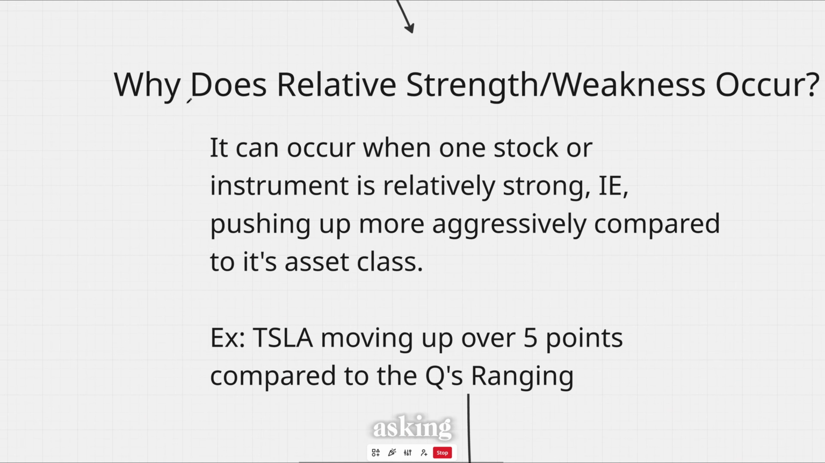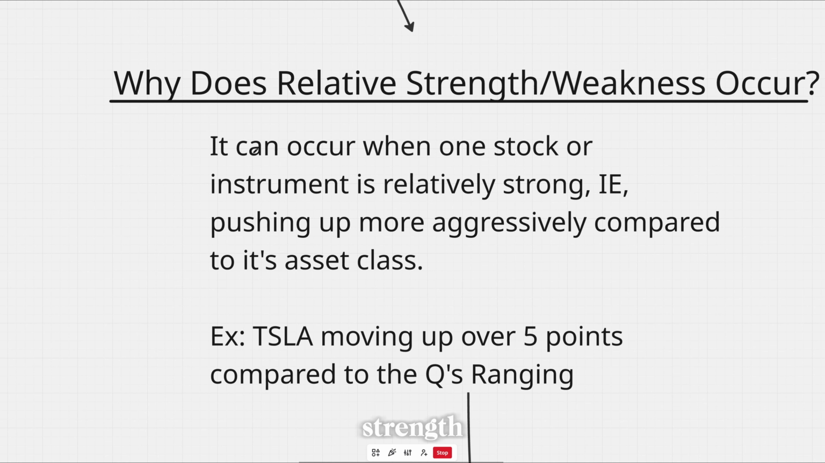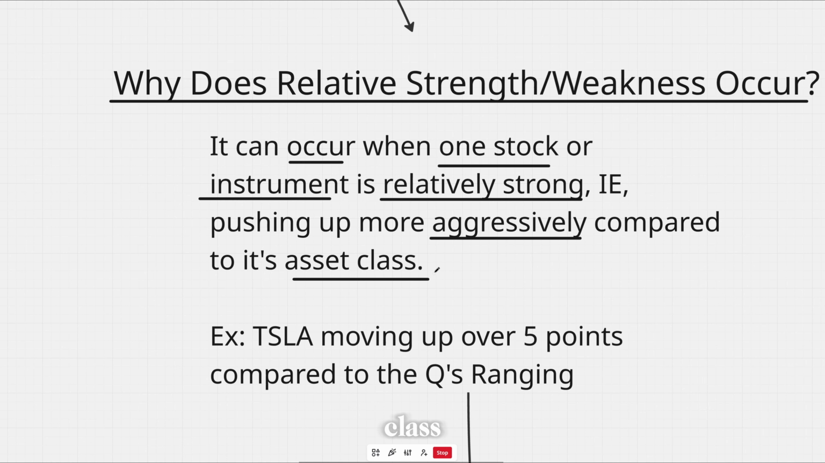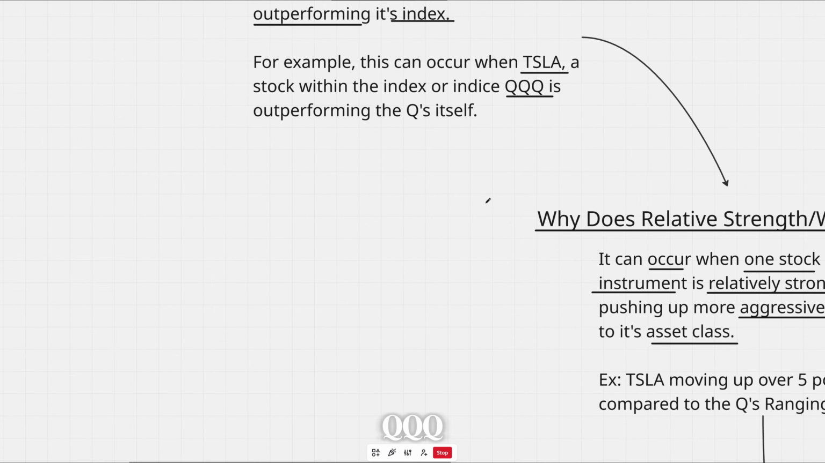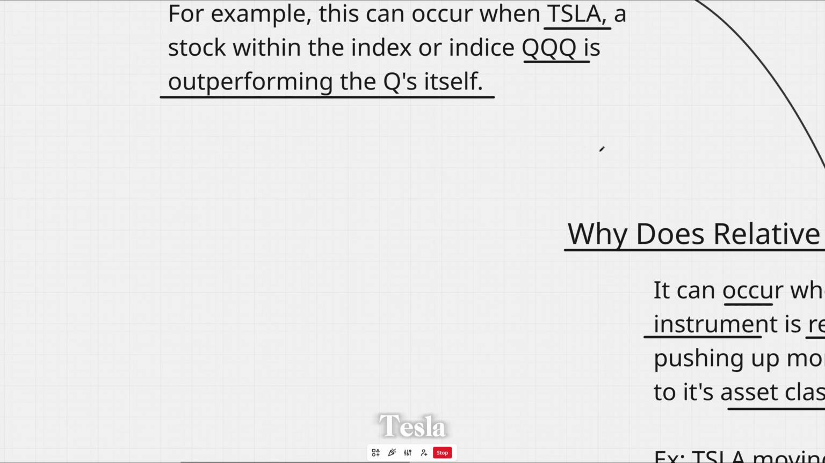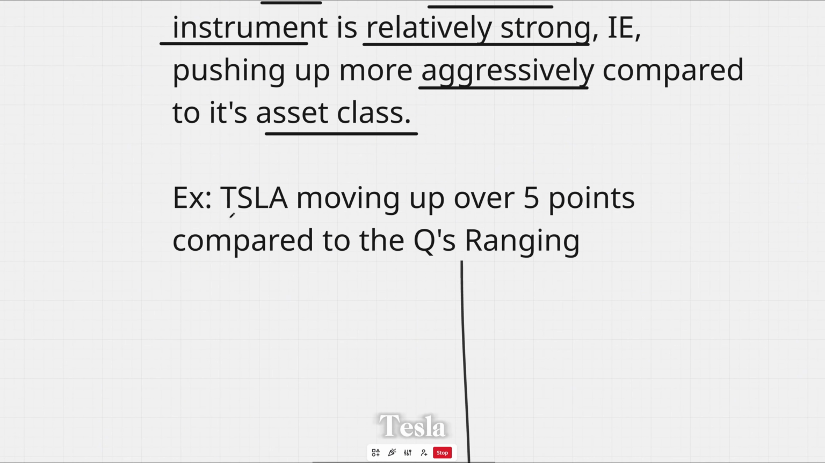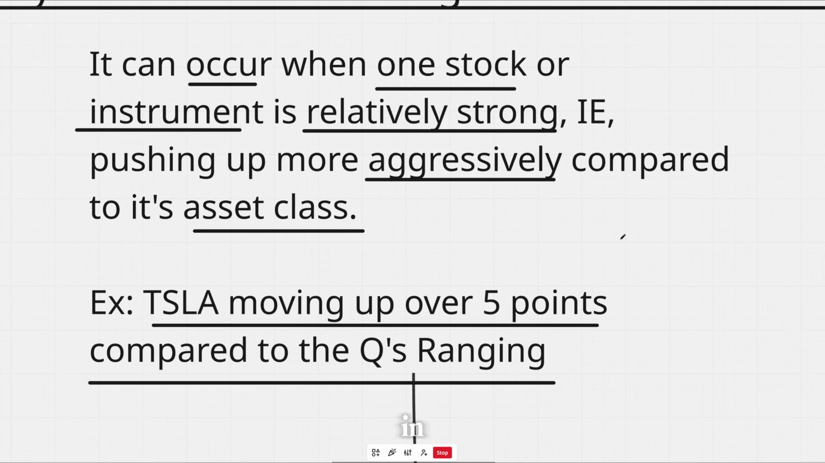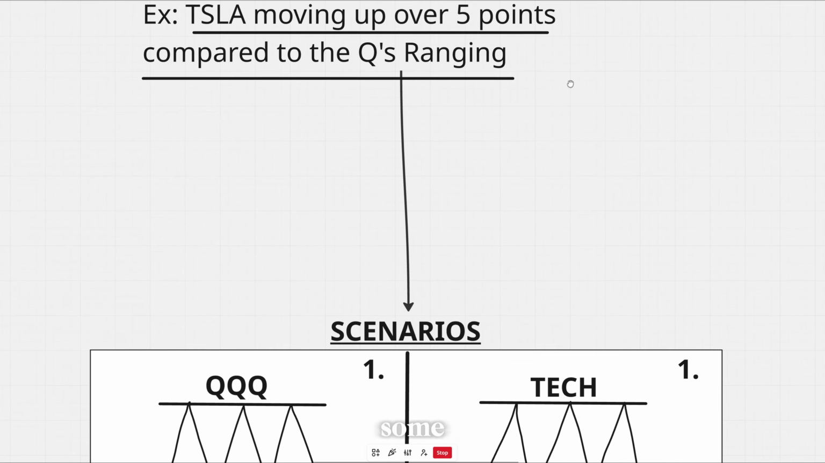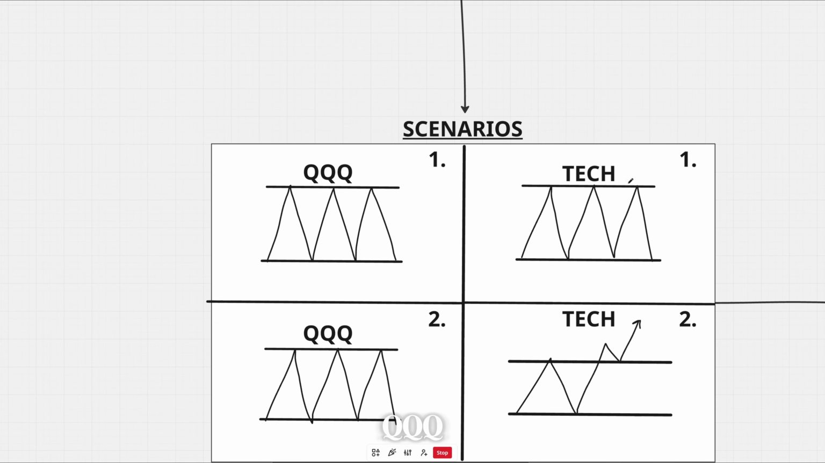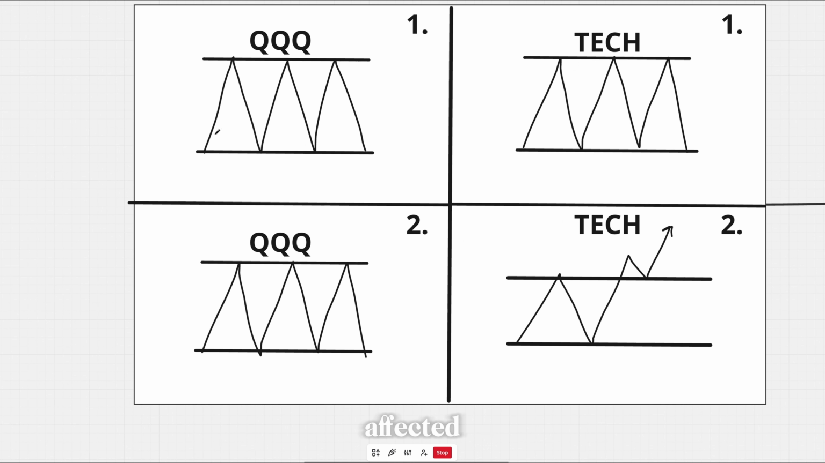And now you might be asking yourself, why does relative strength or weakness even occur? It can occur when one stock or instrument is relatively strong, i.e. pushing up more aggressively compared to its asset class. Like I mentioned previously, the QQQ is being outperformed by Tesla, right? So for example, Tesla moving up over 5 points compared to the Q ranging like I had drawn up here in this previous example.